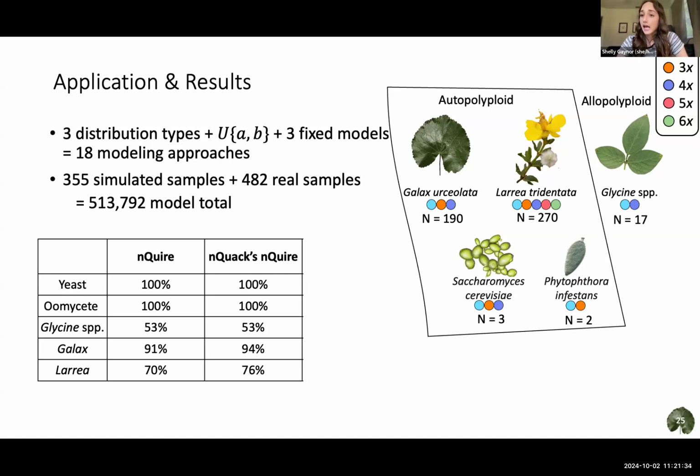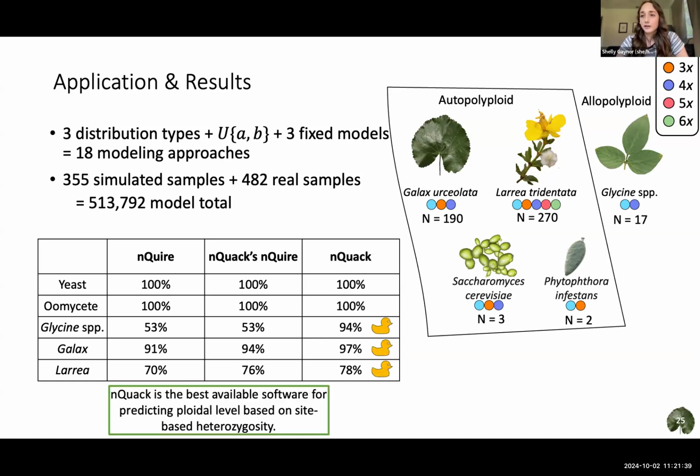When we use the complete and NQUAC modeling set, we increase this accuracy dramatically. We go from 53% for glycine to 94%. We're also able to increase Galix and Laria even more. And so overall, we found that NQUAC is the best available software for predicting ploidy level based on site-based heterozygosity. Of course, the 78% here is not what I wanted. I wanted 100% for all of these.